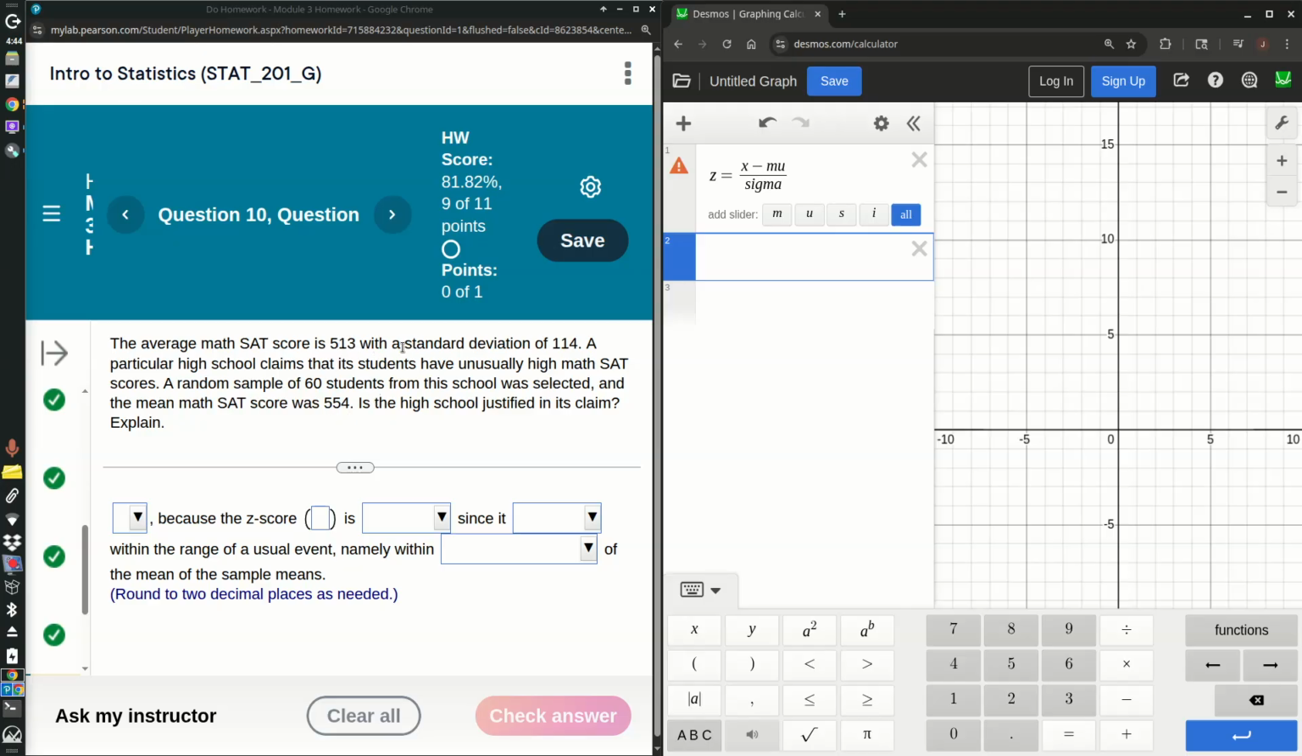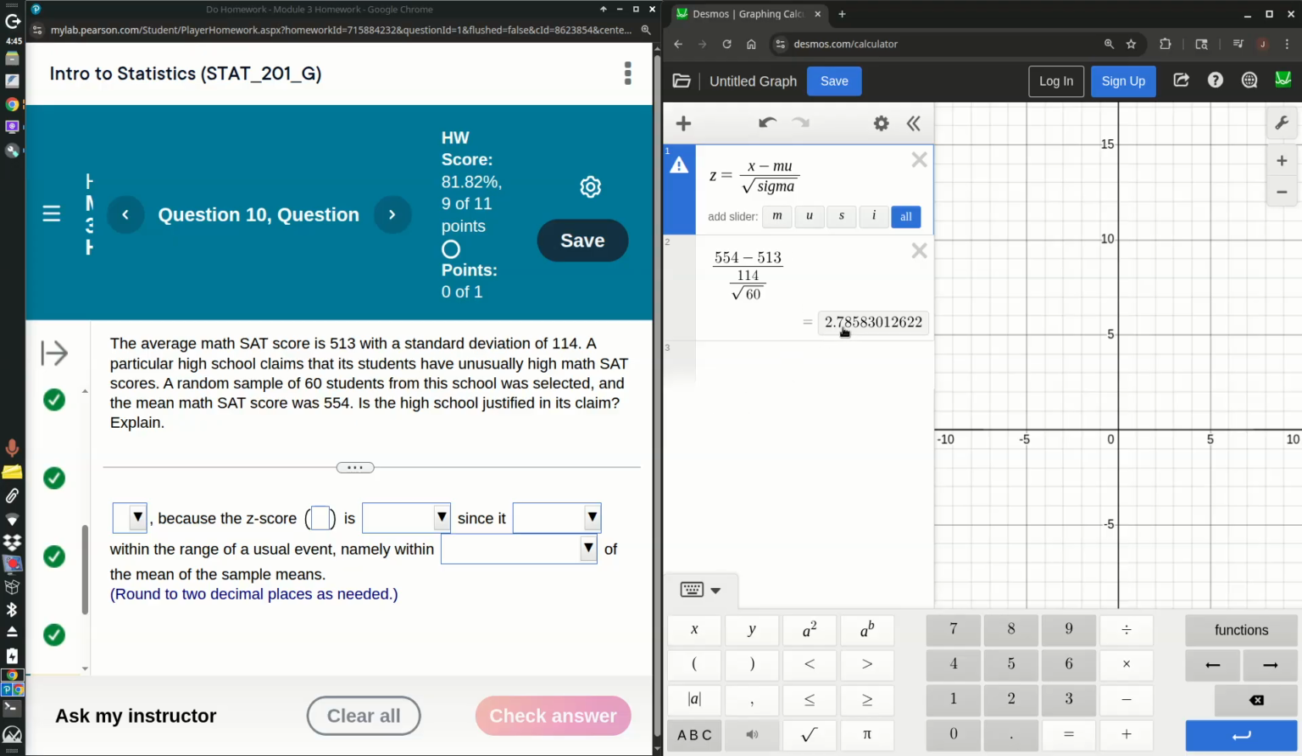So we've got our observation 554 minus 513. But we're not going to divide by the standard deviation of 114. We're actually dividing by 114 over the square root of 60 because we want to know about the sample. So in general, the z-score is x minus mu divided by sigma, but for the sampling distribution, we're basically dividing by sigma over the square root of n. And that's how it works for the sampling distribution, figuring out the z-score.